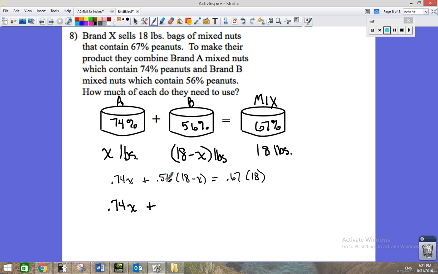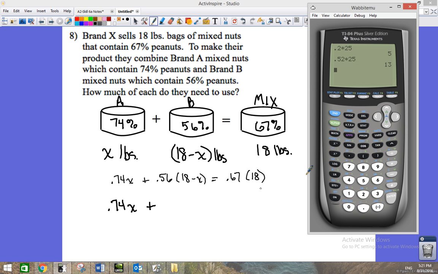0.74x. Now I have no idea what 56% of 18 is. It's going to be bigger than 9 because half of 18 is 9, but let's go to the calculator. 56% times 18 is 10.08. Minus, and 67% of 18, almost 2/3 of 18. So what about around 12? 12.06.